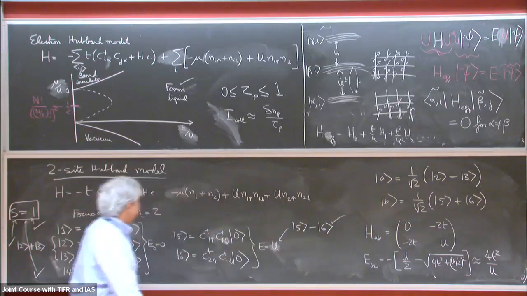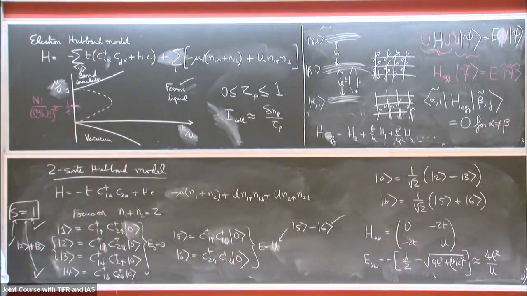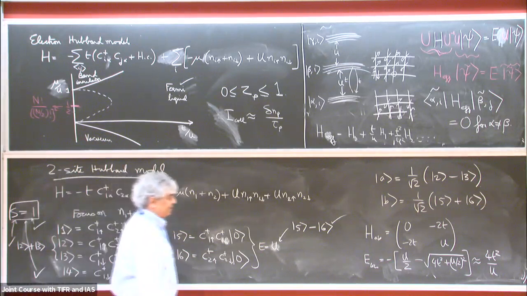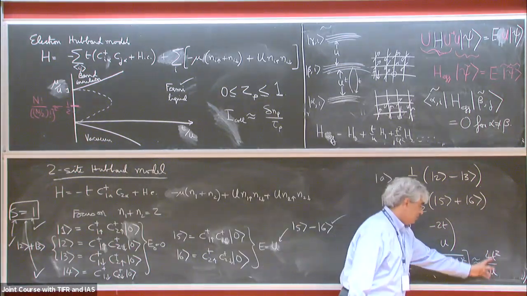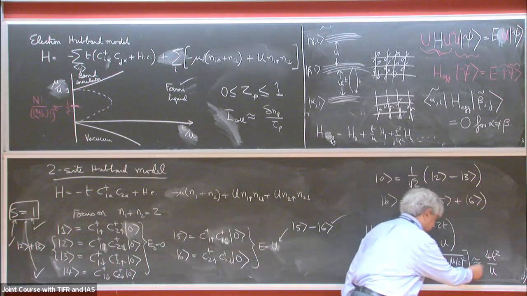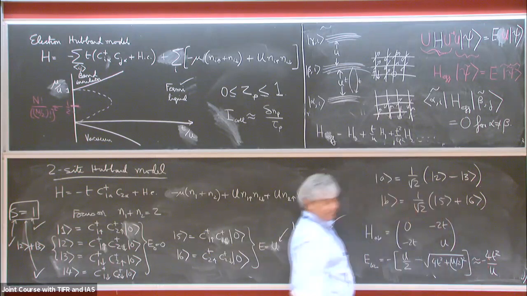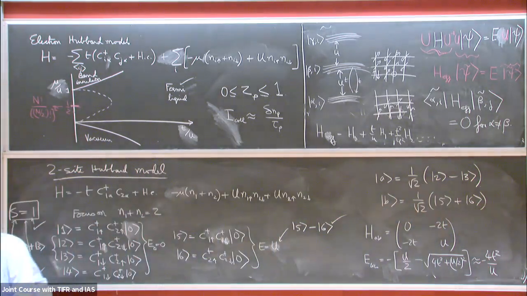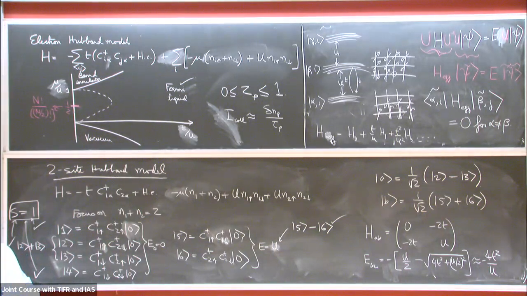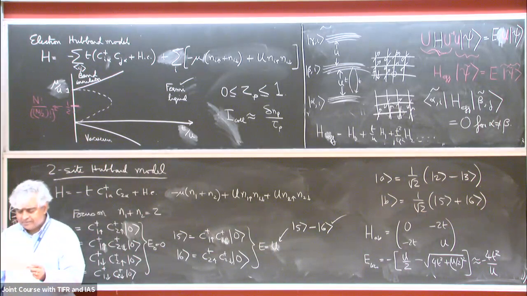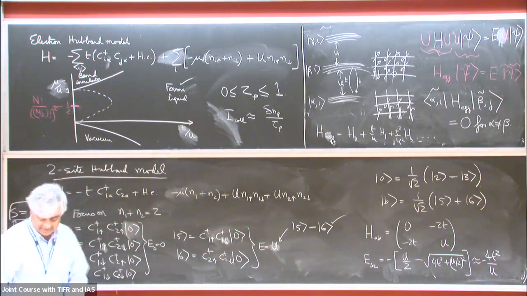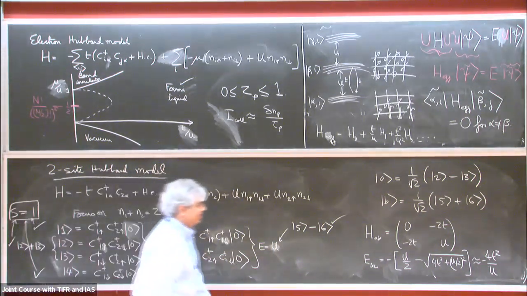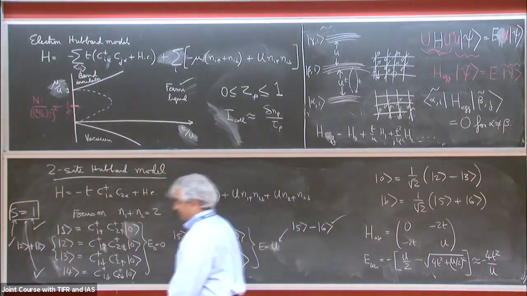Okay, almost done. So when the dust settles, I have 4 states, which are eigenstates of the new Hamiltonian. There's a spin triplet with energy 0, and there's a spin singlet with energy minus 4t squared over u. There's a typo in the notes. It had better be negative. Okay, so the picture we have is extremely simple.